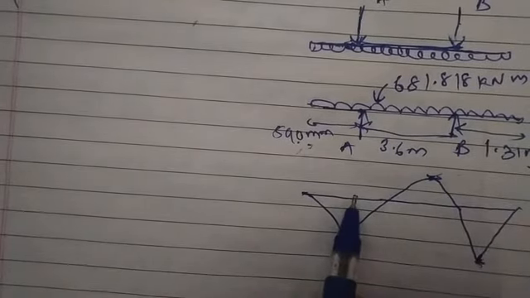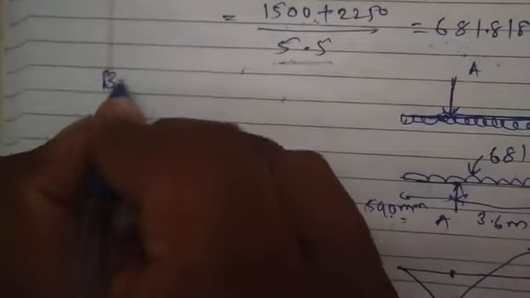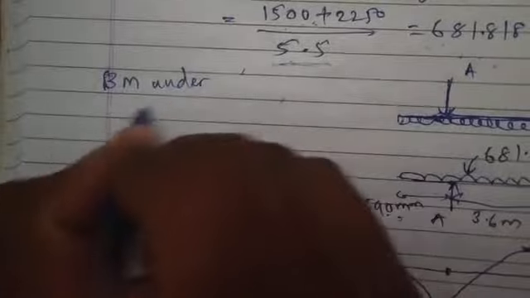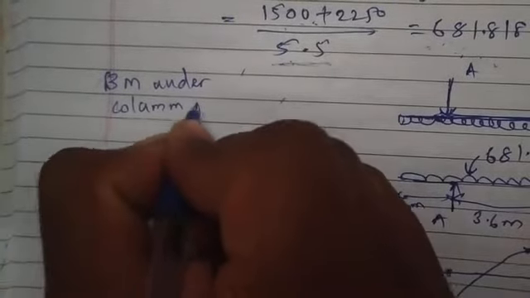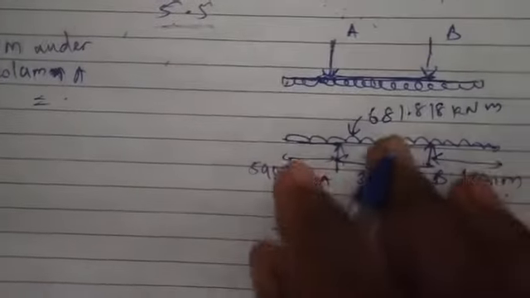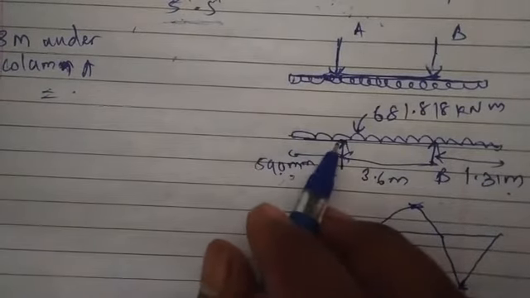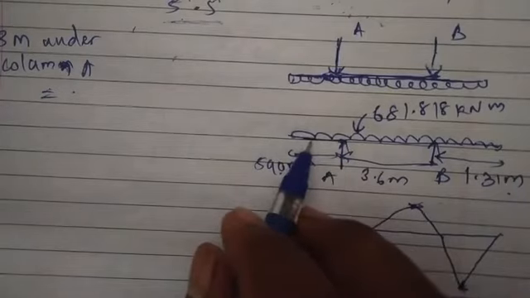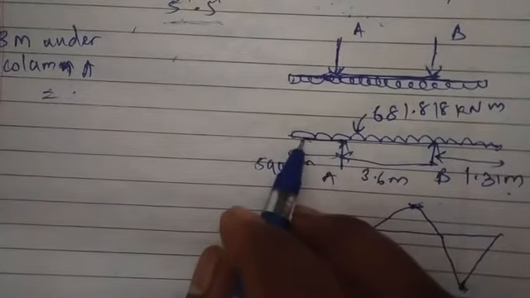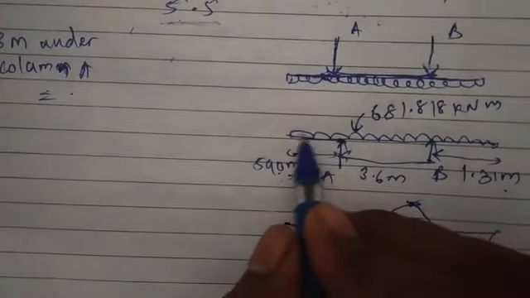So first of all, we'll calculate the bending moment at column A. So we'll calculate bending moment under column A. If you calculate the bending moment at A, you have to take this part, because it will be simple for us to take the moment on the left side. So to calculate moment at this point, we'll take this UDL.